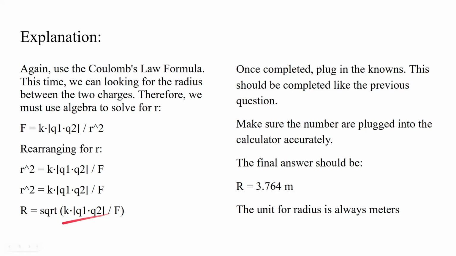Make sure you're using your calculator correctly when plugging in. There is a lot going on in this question, with square roots, parentheses, absolute values, and division. But once completed, the final answer should be 3.764 meters. Remember, I rounded to the nearest thousandth. If the test specifies which decimal place to round to, then do so. If not, I think the hundredth should be fine in physics honors. And remember that the unit for radius is always meters.